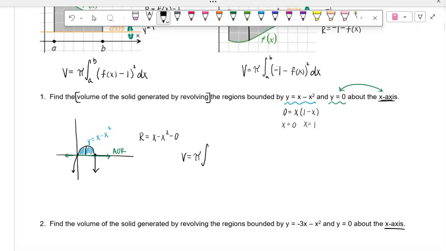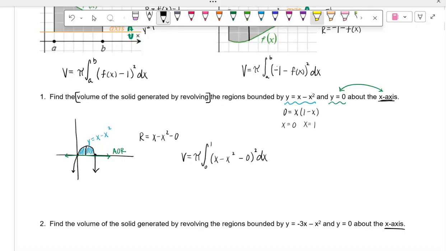So the setup for this volume problem would be pi integral, and again, it's where the two lines intersect. So 0 set equal to x minus x squared. We already have our zeros, 0 and 1, and then we've got x minus x squared, and then you've got minus 0, pi r squared, and then we've got dx. So again, don't forget about the fact that this is pi r, this whole thing is r, and then we've got squared for a circle.